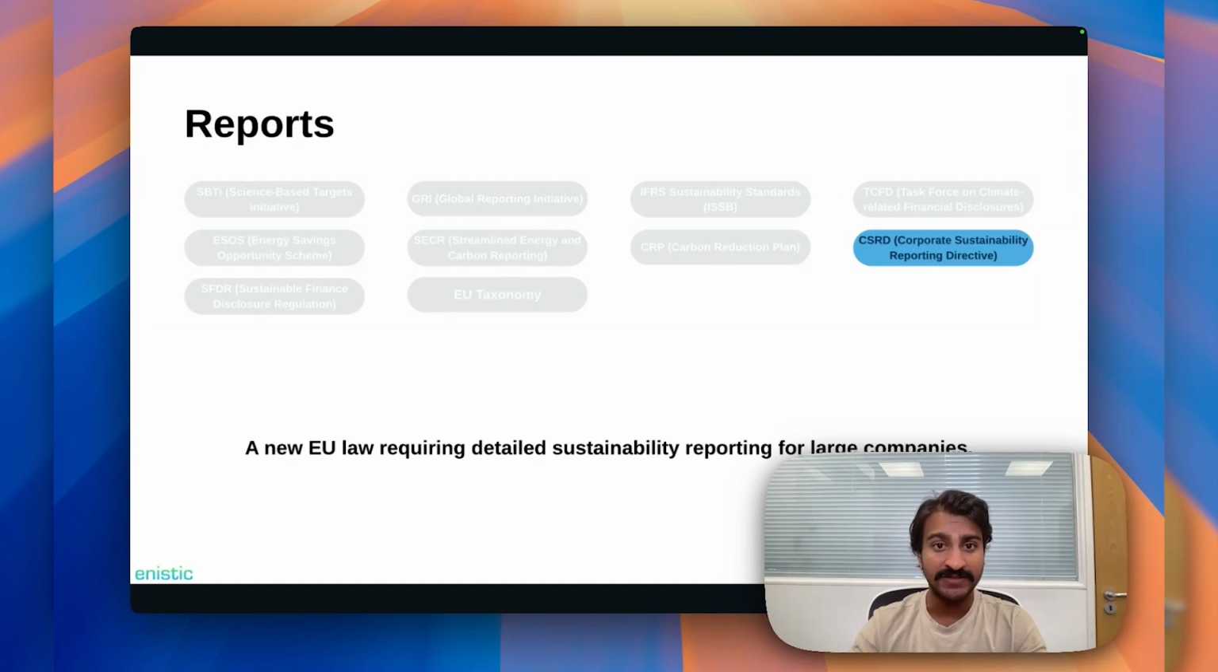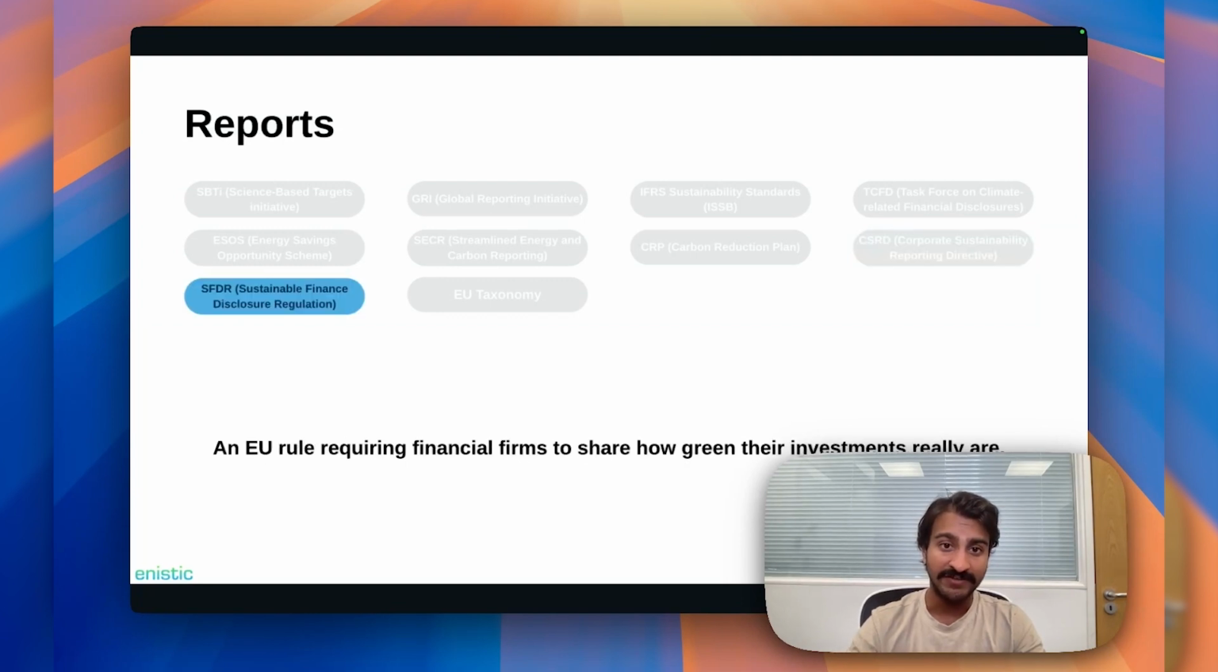The CSRD is the EU's new directive that significantly expands sustainability reporting requirements. It covers a broad range of ESG topics, requires limited assurance, and it makes reports digitally accessible to support transparency. The SFDR, the Sustainable Finance Disclosure Regulation, is an EU regulation aimed at improving transparency in sustainable investing. It requires financial institutions to share how green their investments really are and prevent greenwashing in their investment decisions.